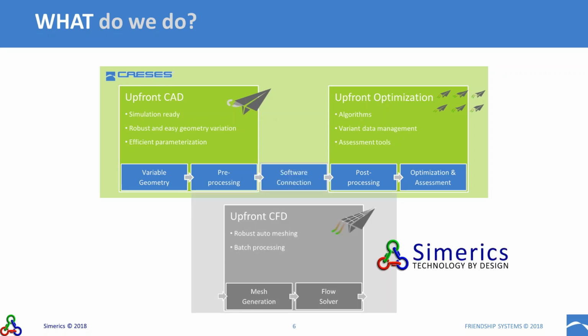And to complete the whole process, we need a tool to provide the performance feedback on the geometry that we're analyzing. This is done by connecting to a CFD solver. It's important that we have a very robust meshing process for the different geometries that we're creating. It needs to run in batch mode, and this is done very nicely by Simerics-MP, as we will see later on.